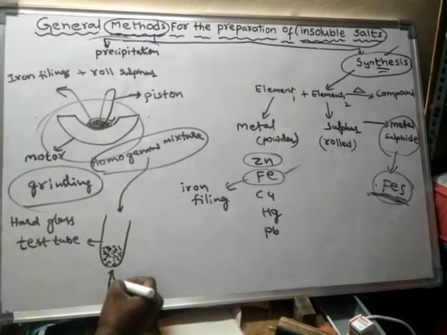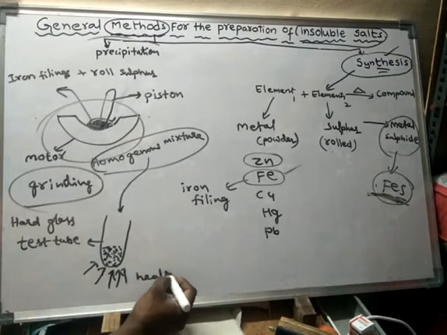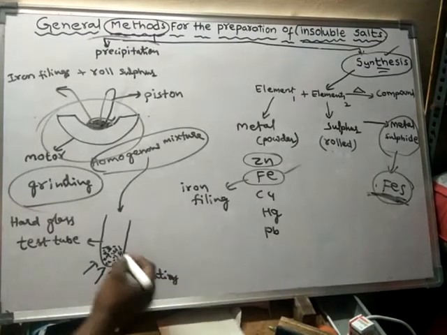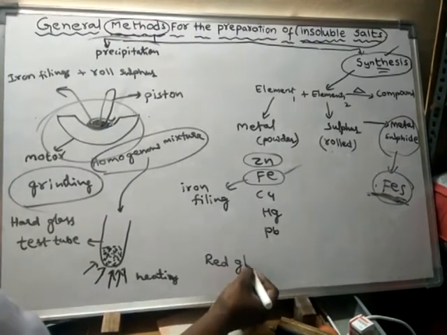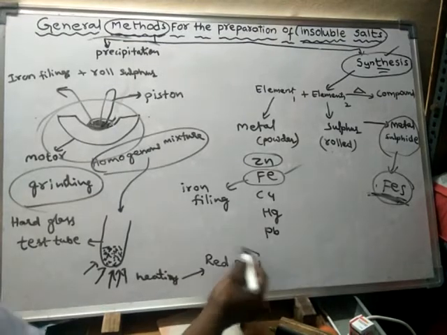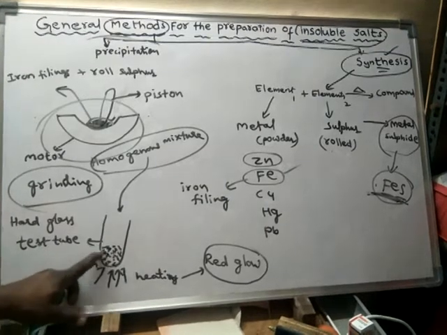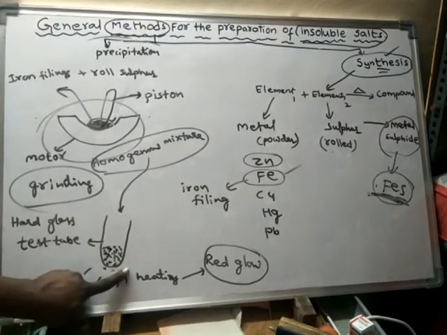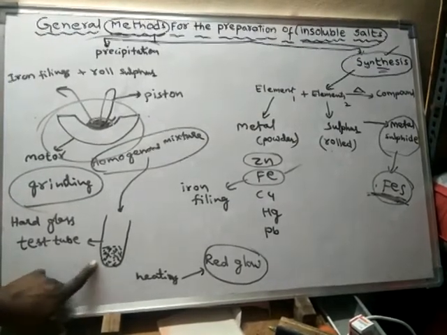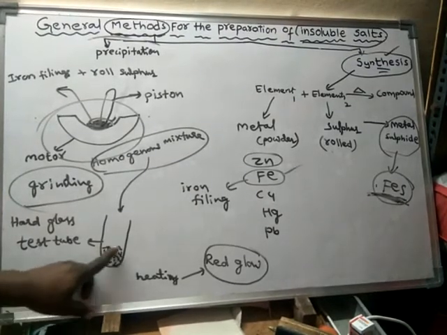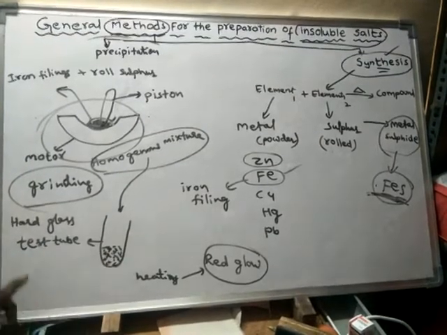Now start heating. Heat this mixture until it glows red. When the mixture is glowing red and the red glow appears in the test tube, stop heating.